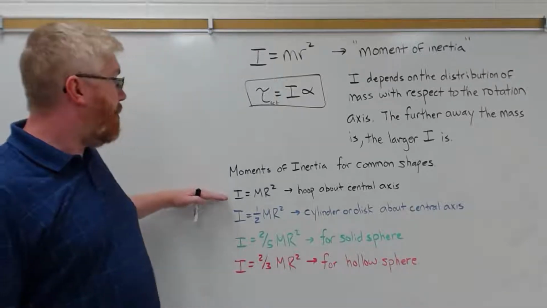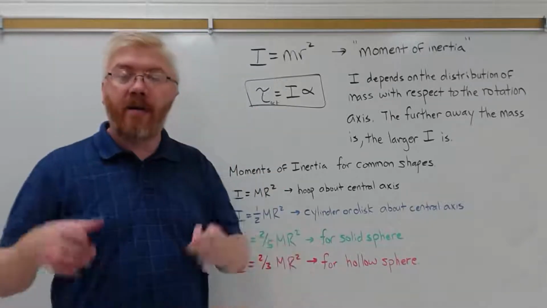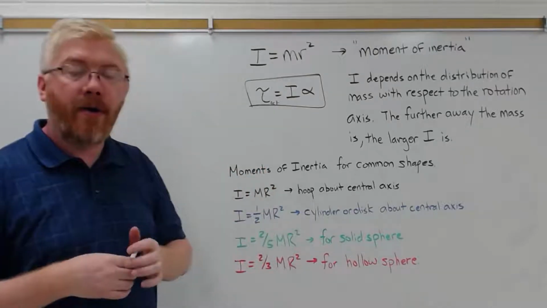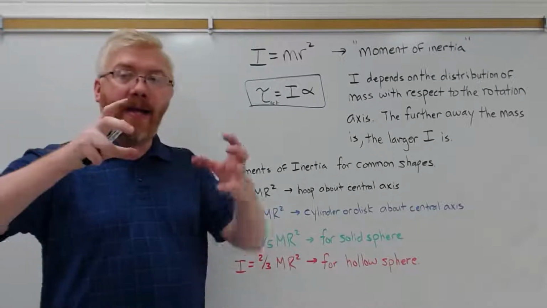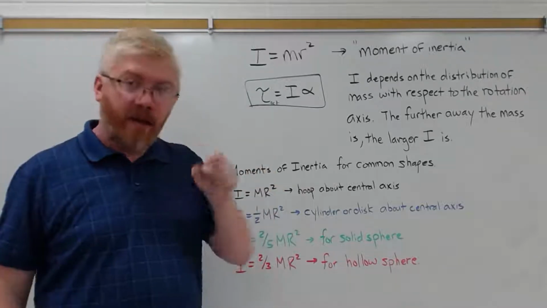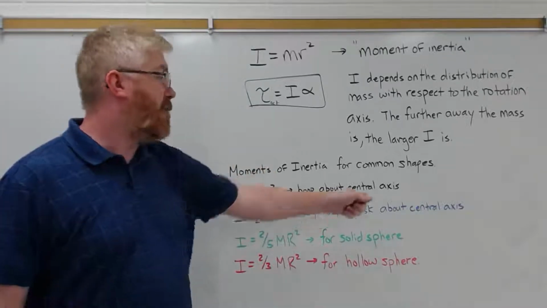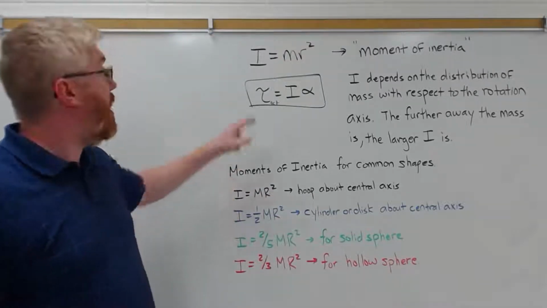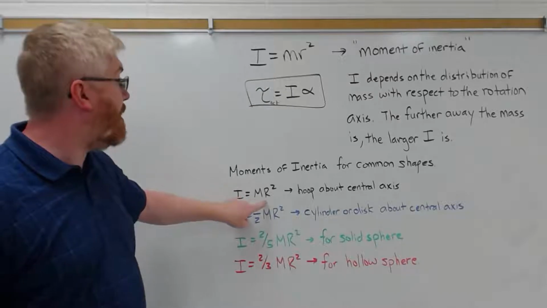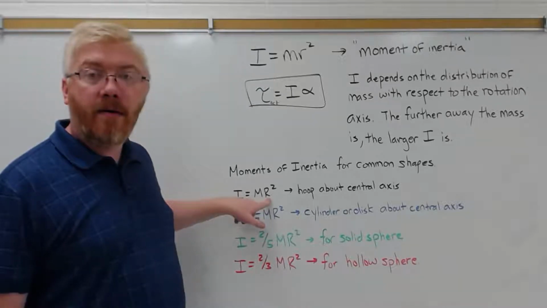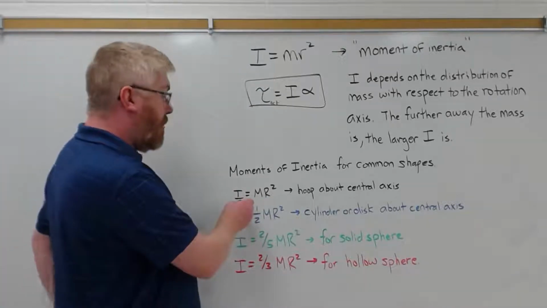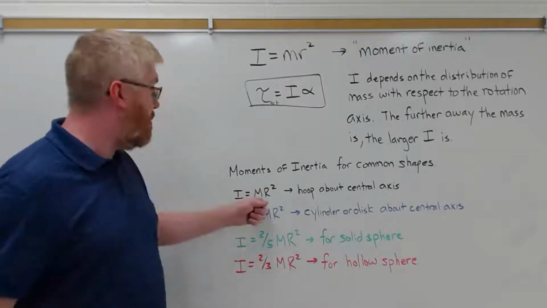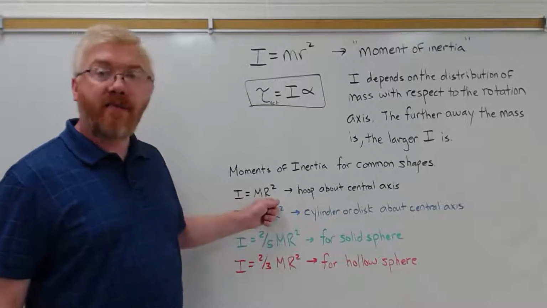So, for example, if you have a hula hoop or a thin-walled hollow cylinder, where all of the mass is located distance r away from the center of the rotation axis, assuming the rotation axis is in the center, you end up with a maximum amount of rotational inertia. All of the mass is located at some radius r. So the moment of inertia of a hoop about the central axis is just mr squared, where m is the mass of the hoop and r is the radius of the hoop.